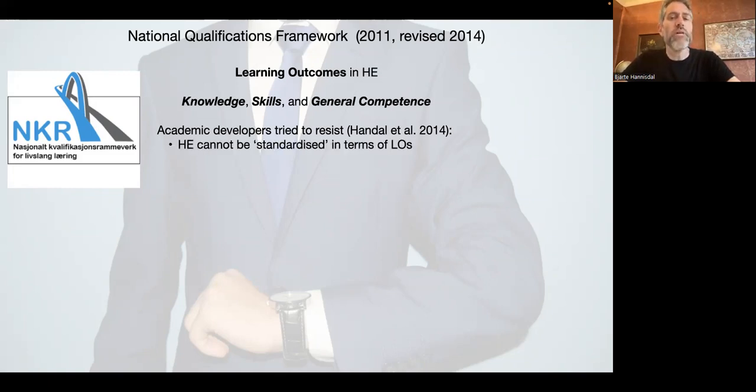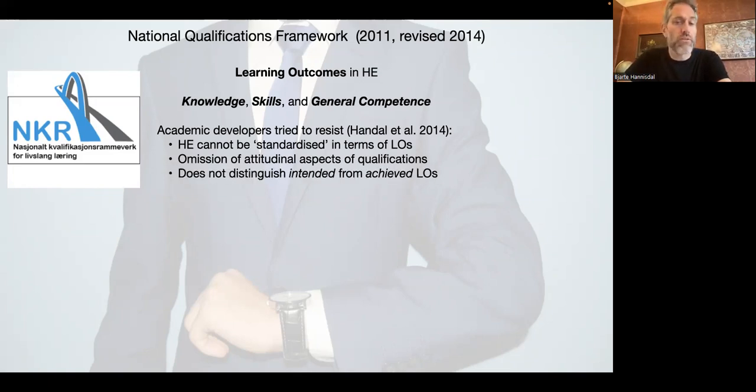And they had some objections. So it's really not possible to express higher education in uniform terms as learning outcomes. And there's no mention of attitudinal aspects of these qualifications. And it does not distinguish intended learning outcomes from achieved learning outcomes. And how can general competence be a subcategory?